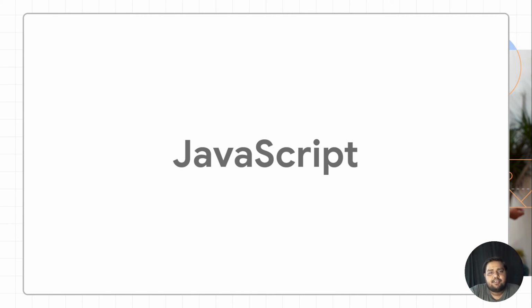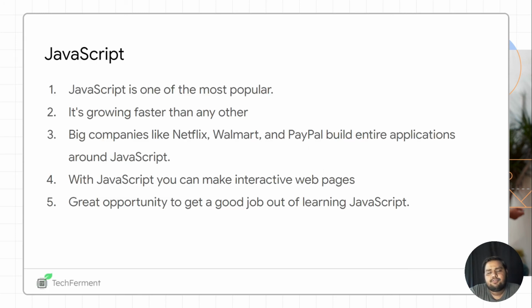As a backend developer, we will use JavaScript and Node.js as the language for writing our business logic, or maybe backend logic, or REST APIs. So what is JavaScript? JavaScript is one of the most popular programming languages, and it is the fastest growing language in the world. There are a lot of big giant companies, let's say Netflix, Walmart, Google, PayPal, who are using JavaScript for their backend.